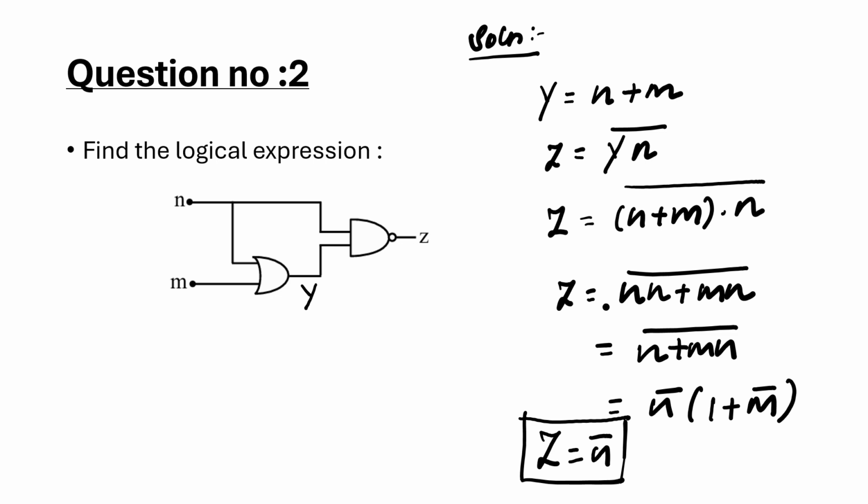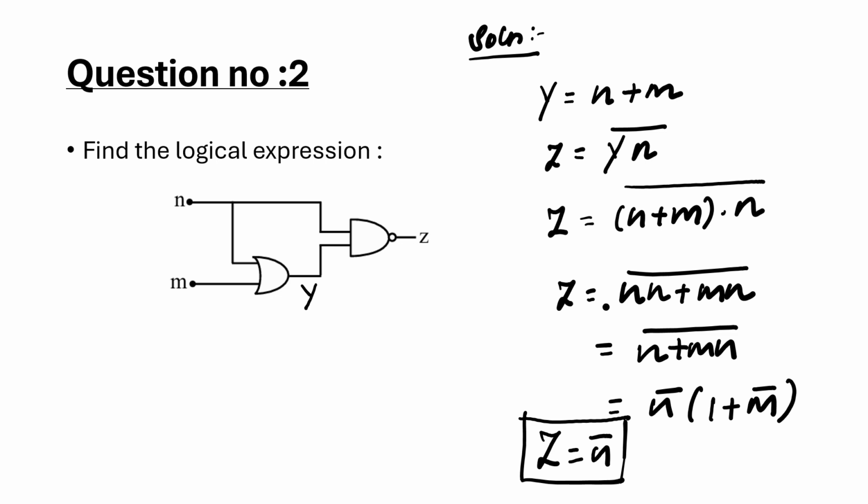Second question is, find the logical expression. See here, two gates are given and two inputs were given to this gate. We need to find the final output. One gate is OR gate and the other gate is NAND gate.